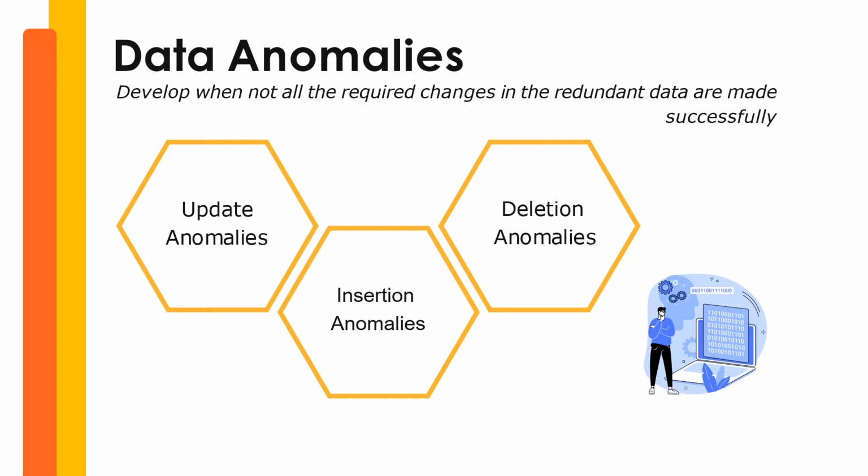And lastly is data anomalies. Data anomalies develop when not all the required changes in the redundant data are made successfully. In this case, we have the following types of data anomalies. We may have update anomalies, which happens when you update a record in one place but did not update the same record in another place. Insertion anomalies, which may occur when you are inserting new data in one data location but not doing so in another one. And lastly is deletion anomalies, wherein you are deleting some data that you are not deleting in other data locations.